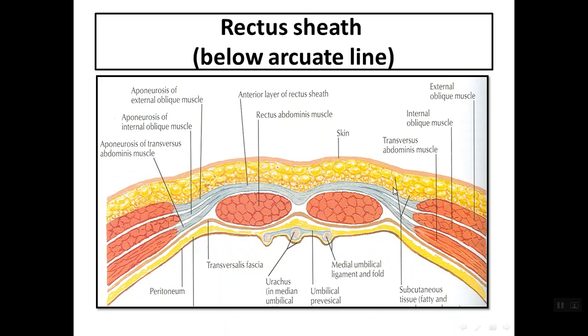While below the anterior superior spine, the three layers of aponeurosis will become anterior to the rectus abdominis muscle, and the posterior wall of the rectus sheath will end as the arcuate line. Here we can see that the rectus abdominis muscle is lying directly on the transversalis fascia.